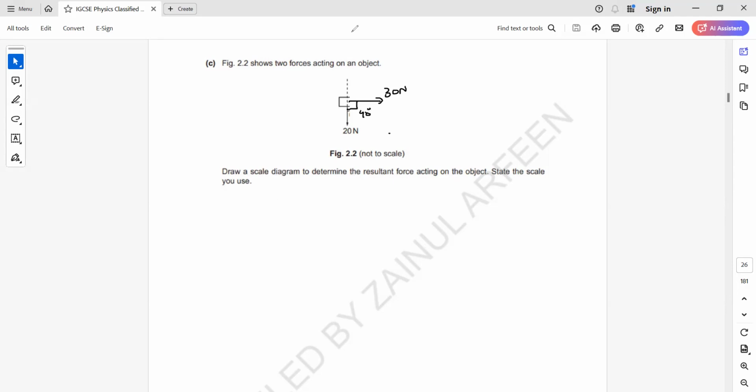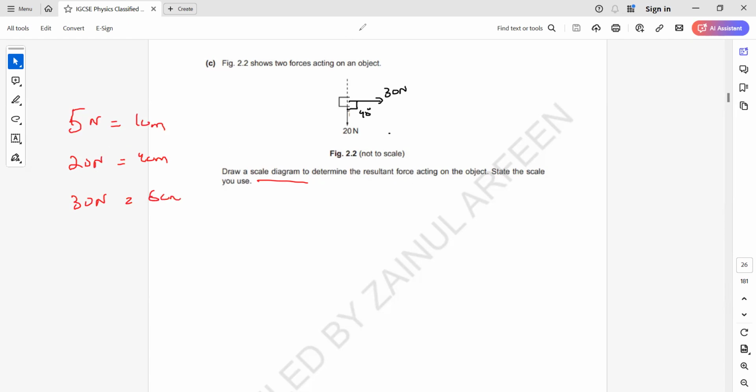Whenever you use a scale diagram, first you have to scale, because you don't have a 20 or 30 Newton ruler. And it should be appropriate. It should not be too small. For example, if I select 10 Newton equals 1 centimeter, then 20 Newton will be 2 centimeter. A 2 centimeter line is so small, it will have a higher uncertainty. So it's not an appropriate scale. So I can select, for example, 5 Newton is 1 centimeter. So 20 Newtons will be 4 centimeter and 30 Newtons will be 6 centimeter.